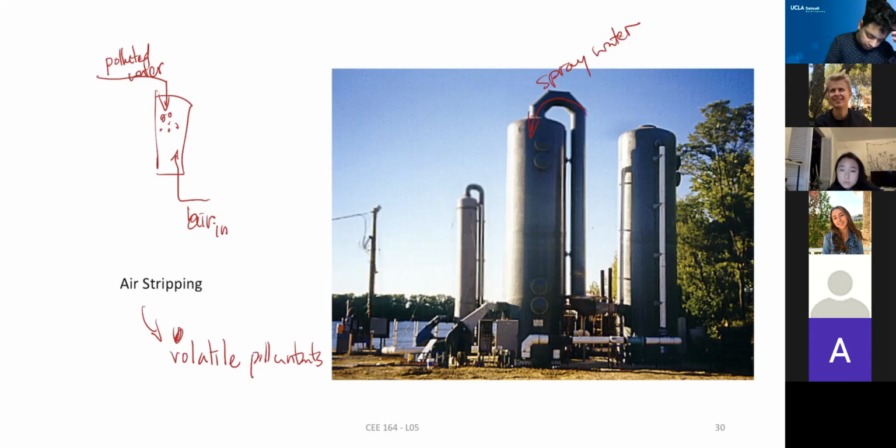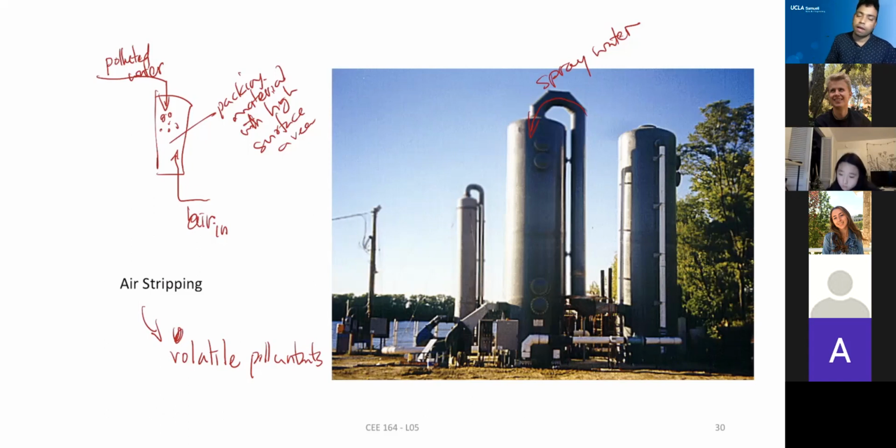So that means there are some packing materials here, packing materials with high surface area. The idea of high surface area is that it provides the interface between air and water. As the water flows through it, the pollutant will strip out of it.